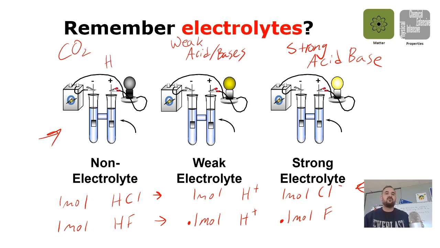What about H2O? Does H2O conduct electricity? No, so that's going to be a non-electrolyte. Anything that's a covalent bond is going to fall under the category of non-electrolyte. Weak acids and bases are going to be weak electrolytes. Strong acids and bases, those are going to be strong electrolytes. All right, so let's move on to the next slide.